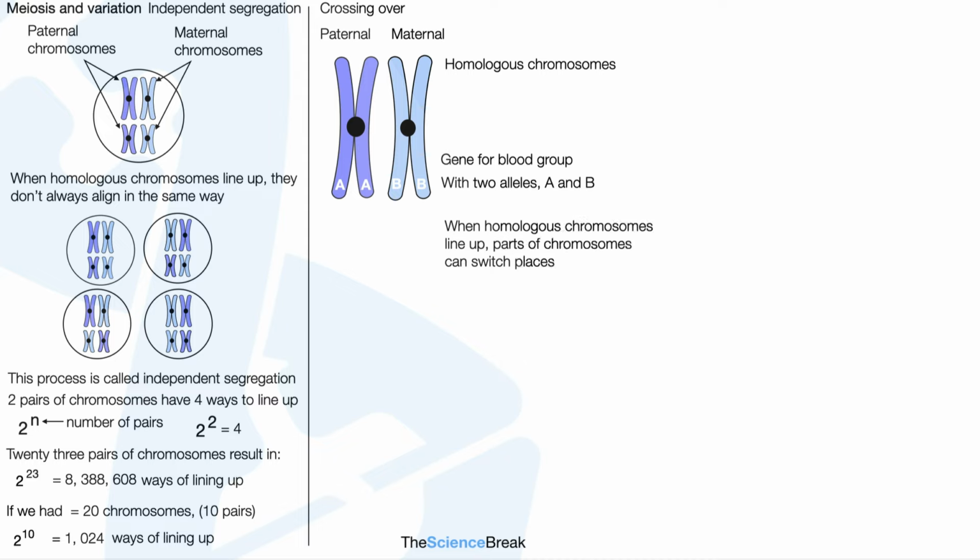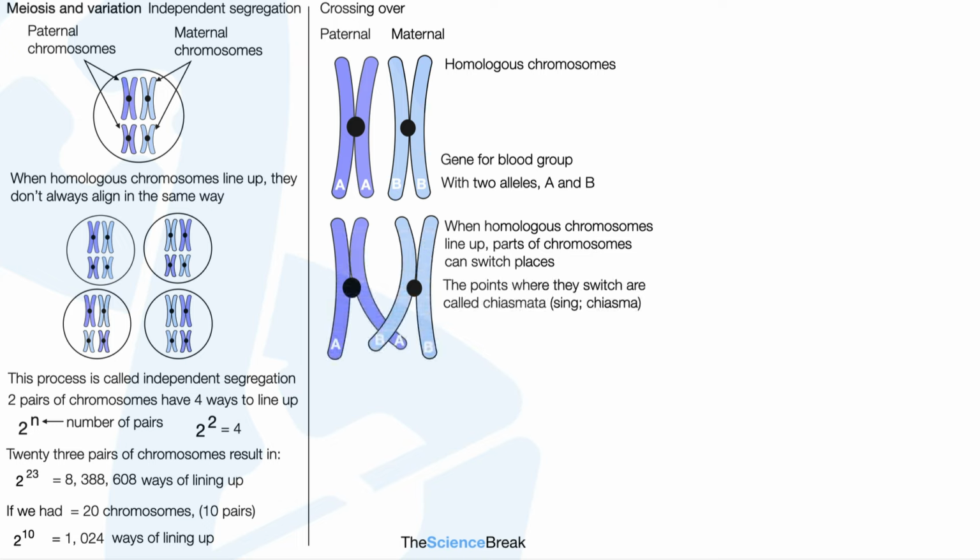When homologous chromosomes line up, parts of the chromosomes can switch places. The points where they switch are called chiasmata. If you have one of those, it's called a chiasma. So here's our chiasma on our diagram. This is called crossing over. The alleles can change chromosome.